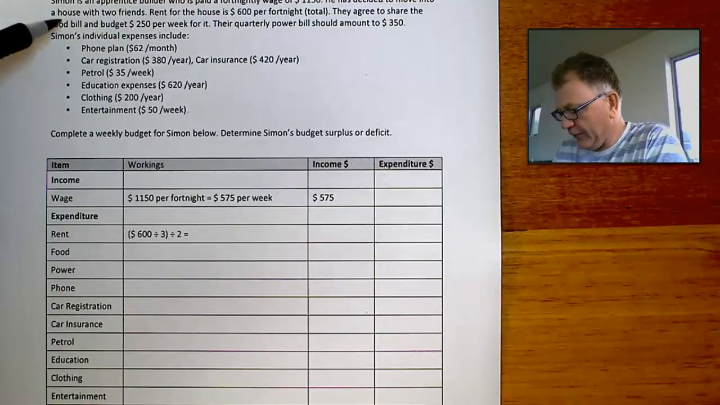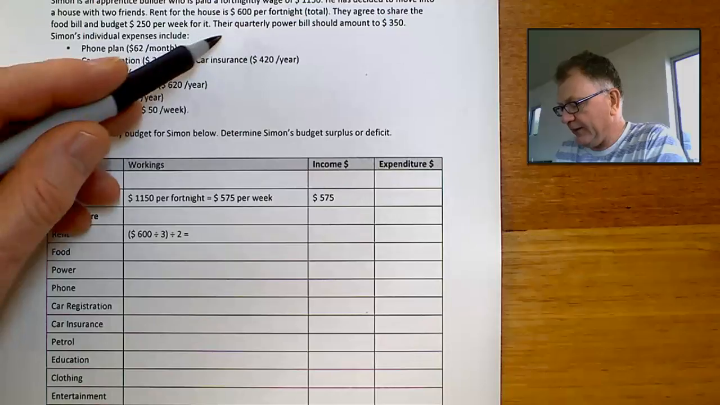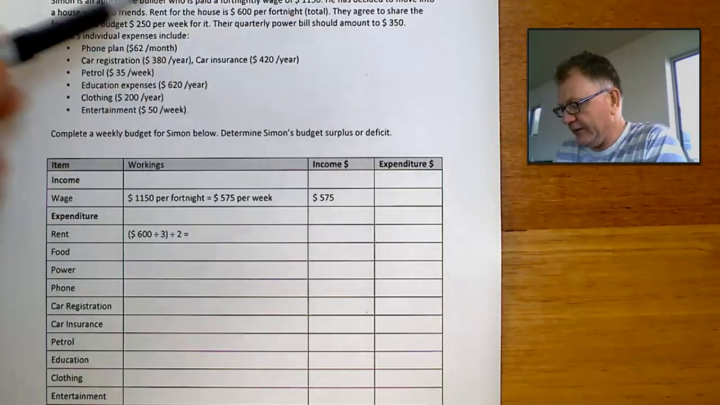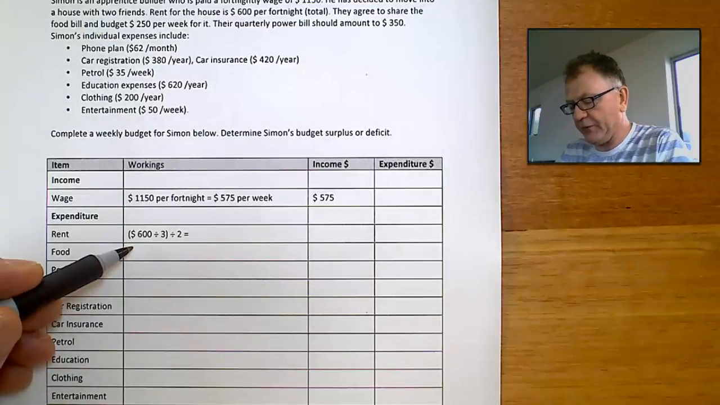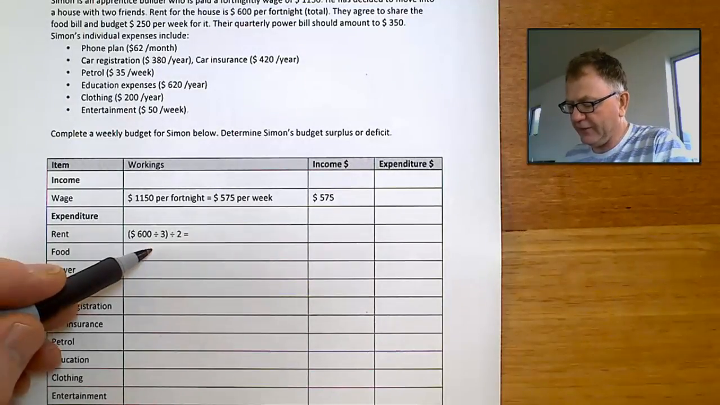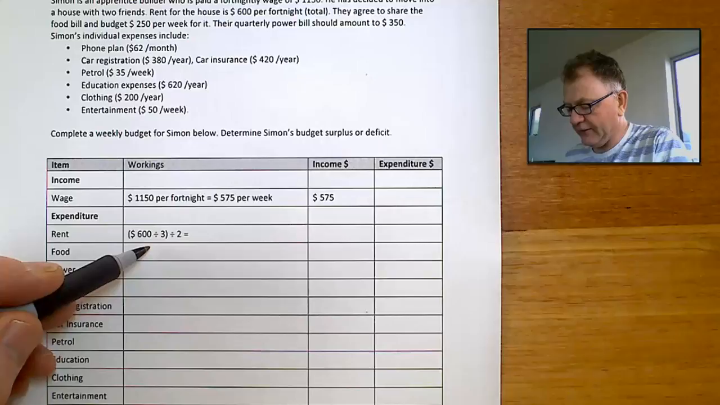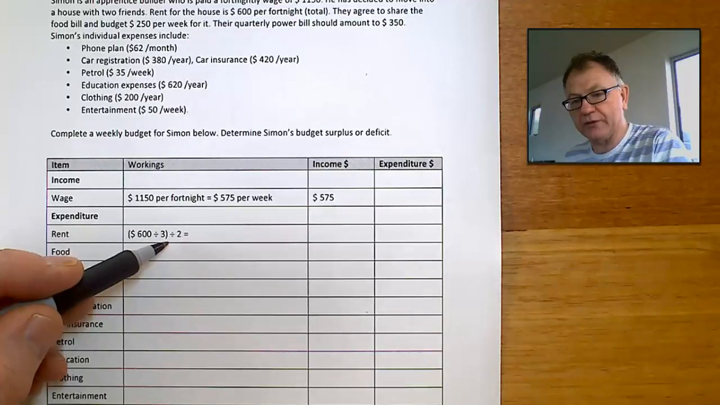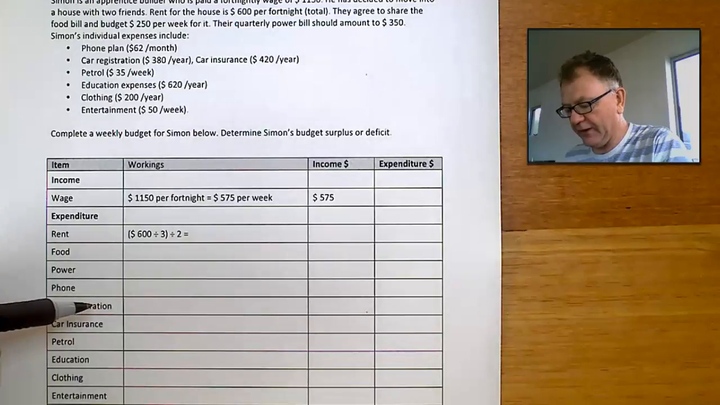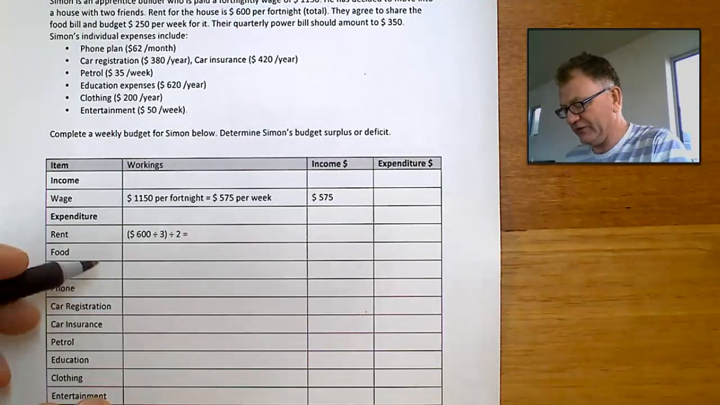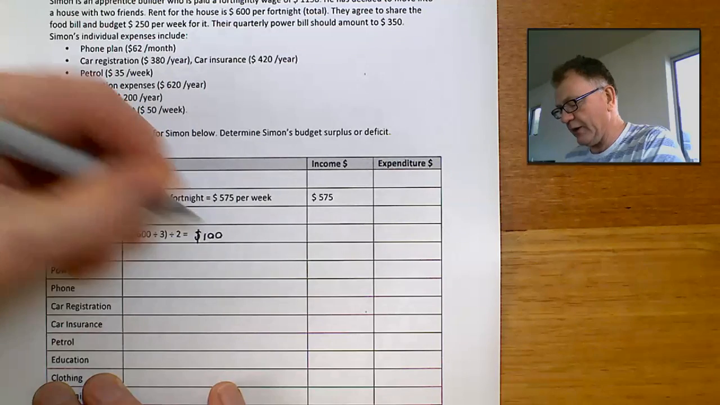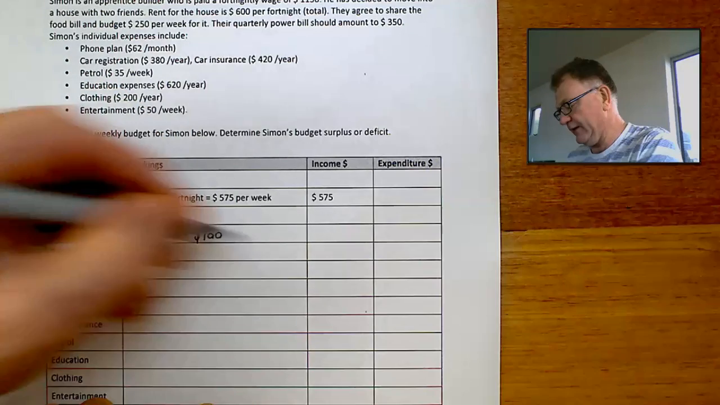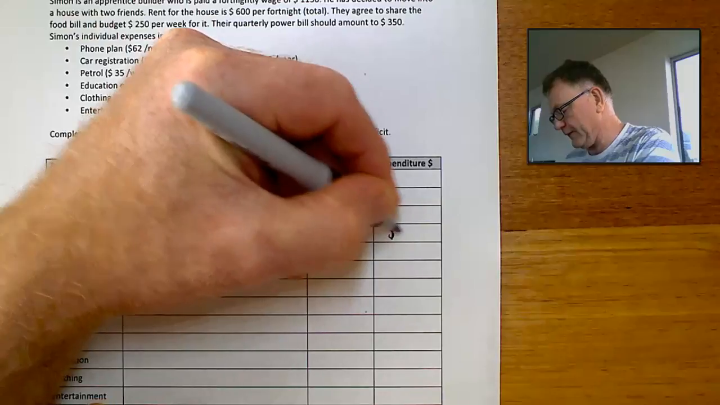So the first one is rent. He pays $600 a fortnight in total for it, but that's shared amongst 3 people. So we're going to get that 600, divide it by 3, so that'll be 200 each per fortnight, but then we're going to want to divide it by 2 to get a weekly amount. So 200 divided by 2 equals $100 each week Simon will have to allow for his rent.